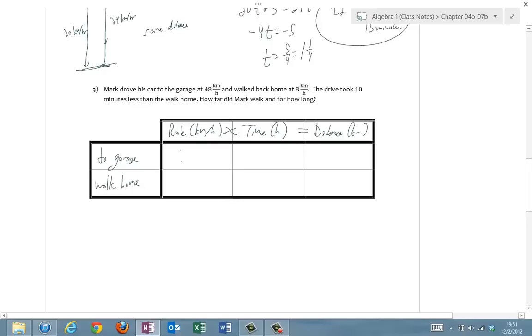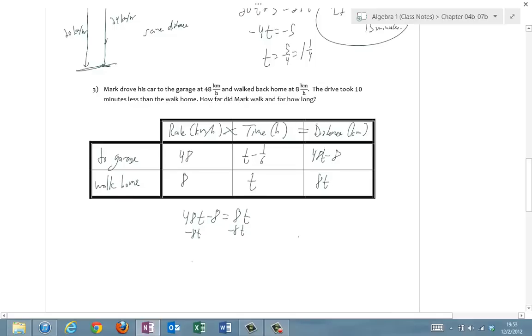Mark drove his car at 48, walked home at 8 kilometers per hour. The drive took 10 minutes less than the walk home. So if the walk home was t, the drive was t minus 1/6, because we expect the drive to be less. And the distance would be 48 times t minus 1/6, which is 48t minus 8, and then 8t. And we know those two have to be equal to each other. 48t minus 8 is equal to 8t.